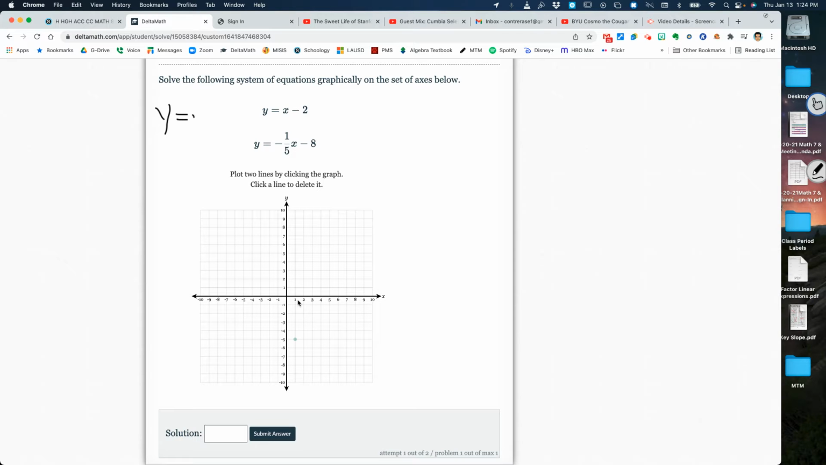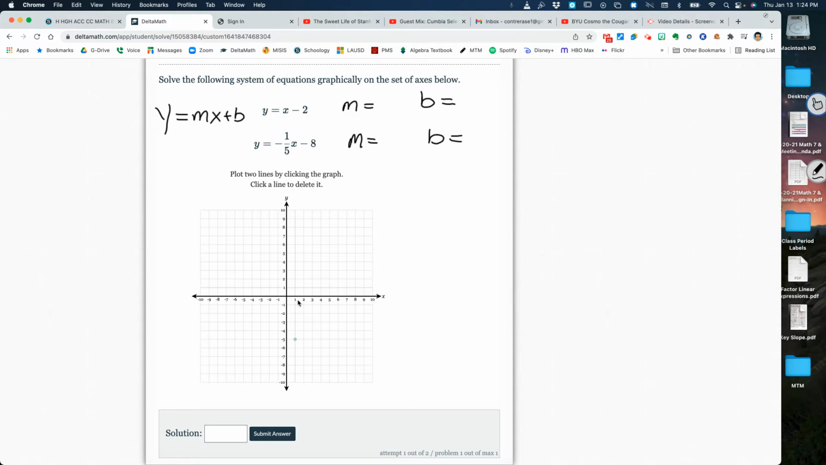make sure that the equations are in slope-intercept form. Okay? Because that way we can identify the slope and the y-intercept, and use those to graph. So let's go ahead and take a quick look.